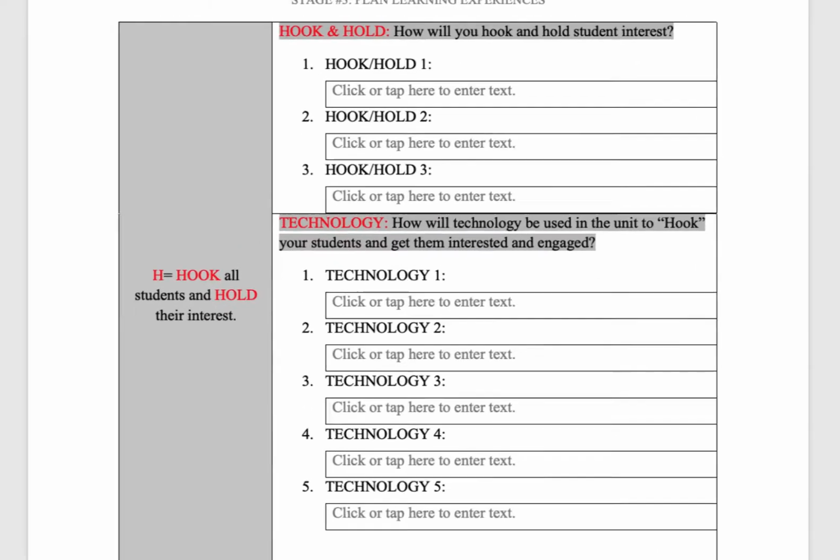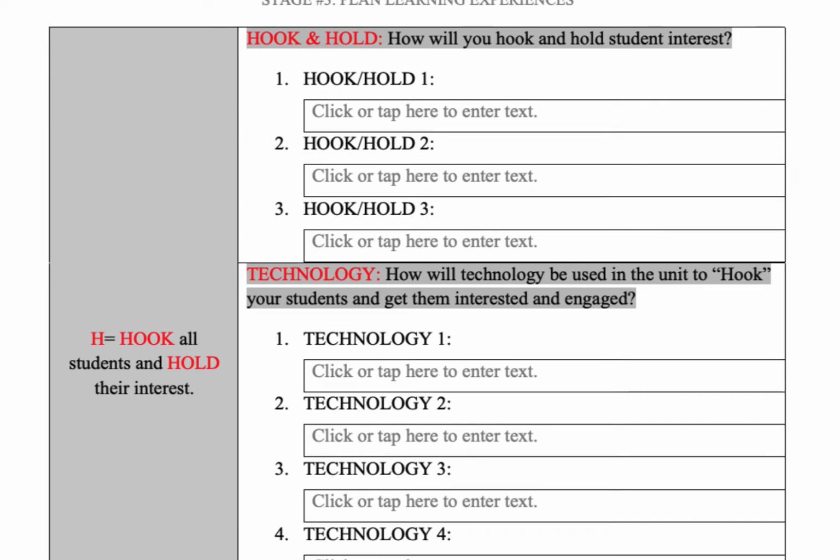The H objective in WHERE TO stands for hook and hold. This objective is to call out thought-provoking problems or anecdotes that will hook the students' attention and get them excited about the unit. As a subcategory of hook and hold, we have a space for technologies to be entered in here that can be used in the hook and hold objective.